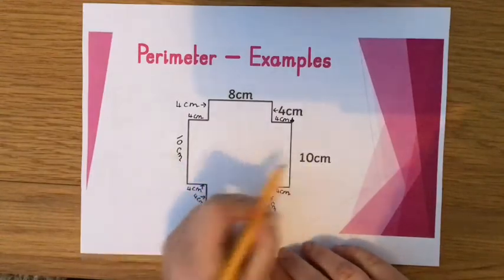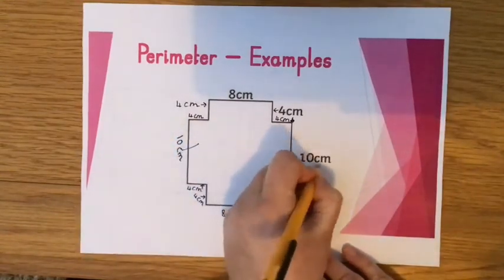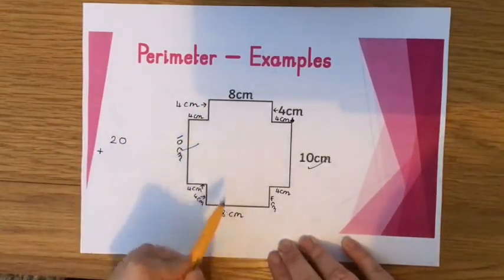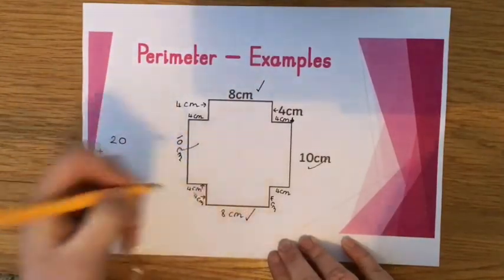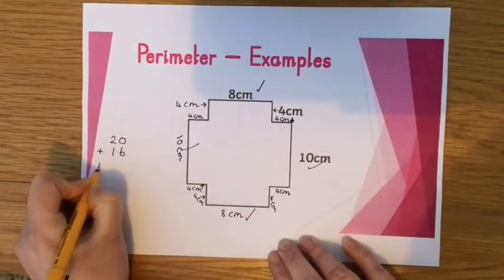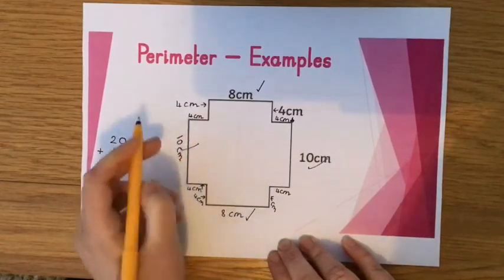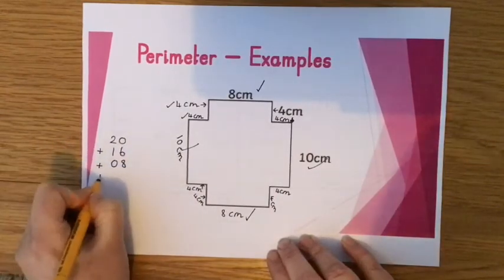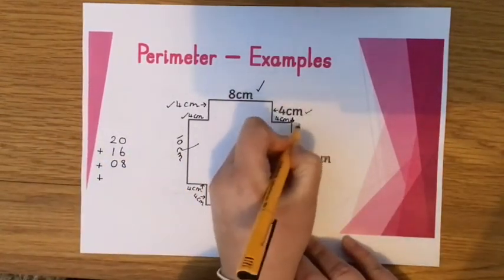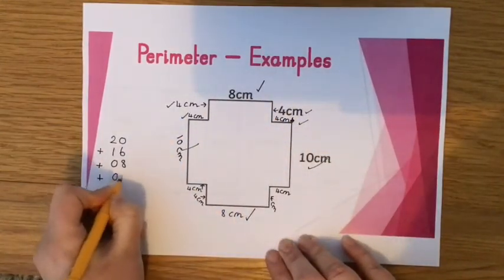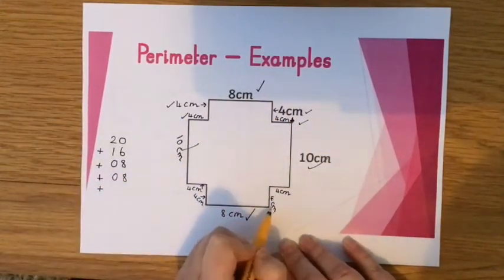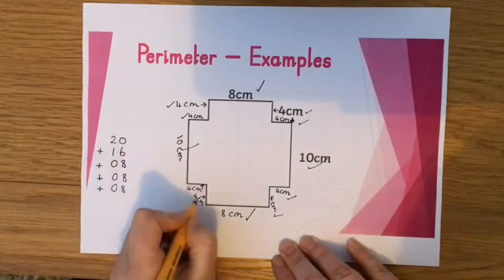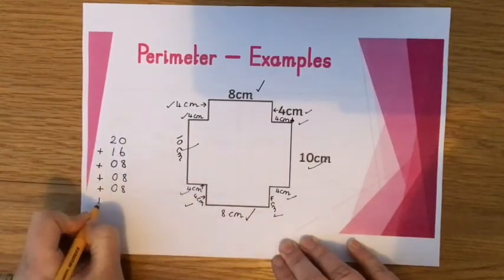So I've got 2 10s. I'm going to tick those off, which I know is 20. Then I've got 8 plus 8, tick those off, that's 16. Plus I've got 4 plus 4 here, that's 8. Making sure you line up your columns. I've got another 2 4s here, that's another 8. I've got 2 more 4s here, another 8, 2 more 4s here as well.